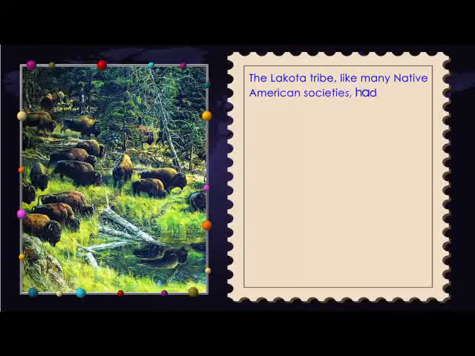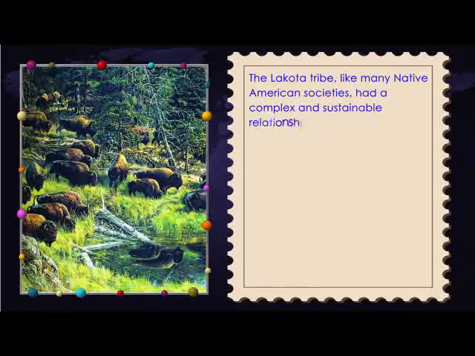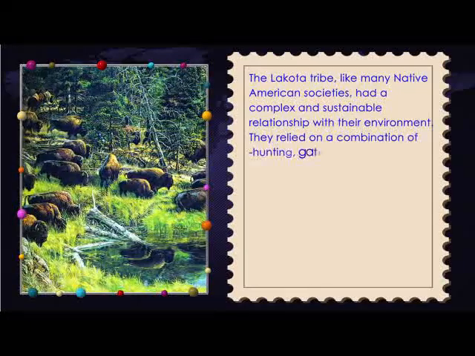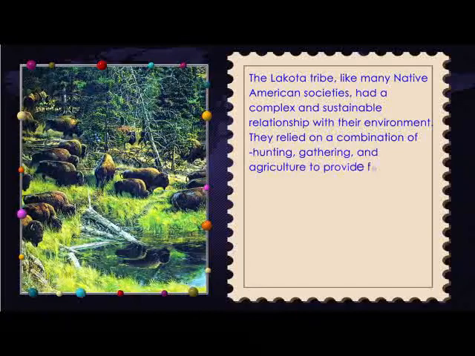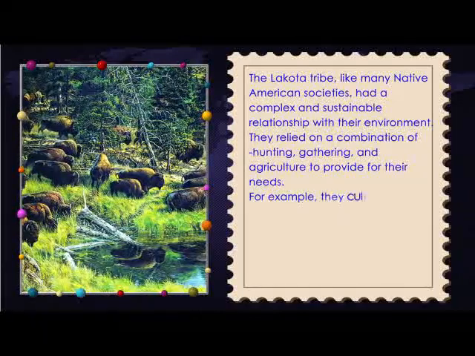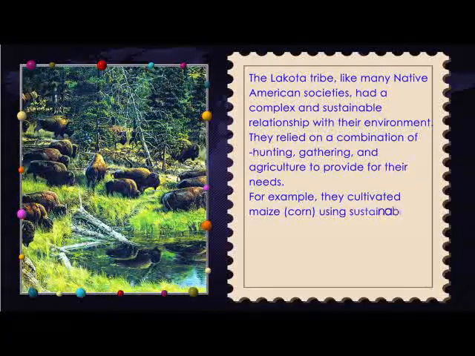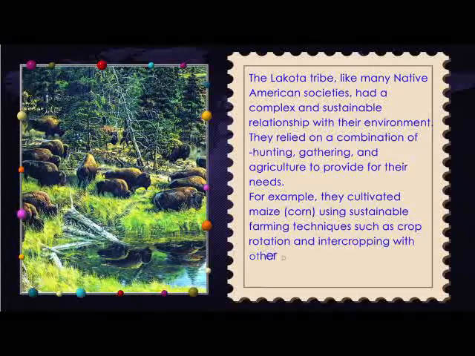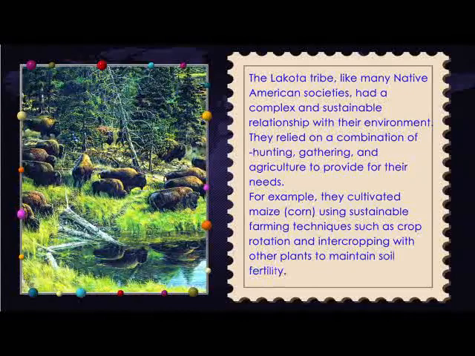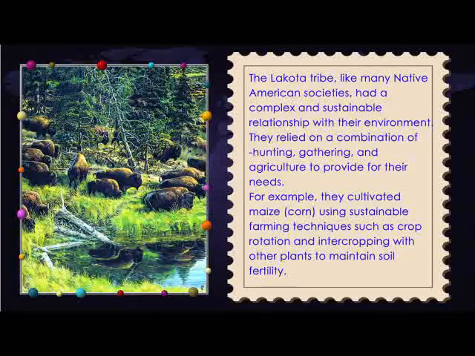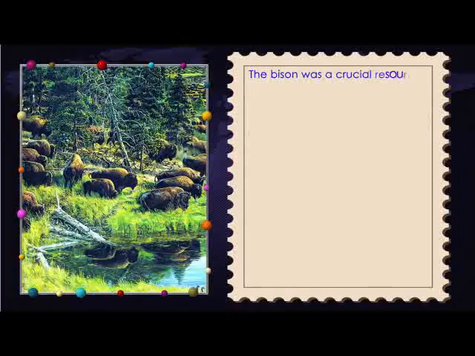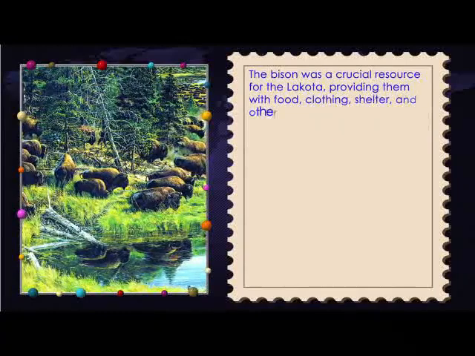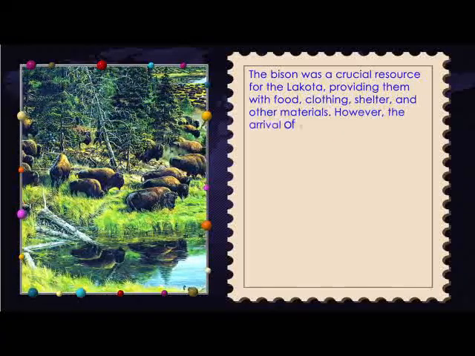The Lakota tribe, like many Native American societies, had a complex and sustainable relationship with their environment. They relied on a combination of hunting, gathering, and agriculture to provide for their needs. For example, they cultivated maize using sustainable farming techniques such as crop rotation and intercropping with other plants to maintain soil fertility. The bison was a crucial resource for the Lakota, providing them with food, clothing, shelter, and other materials.